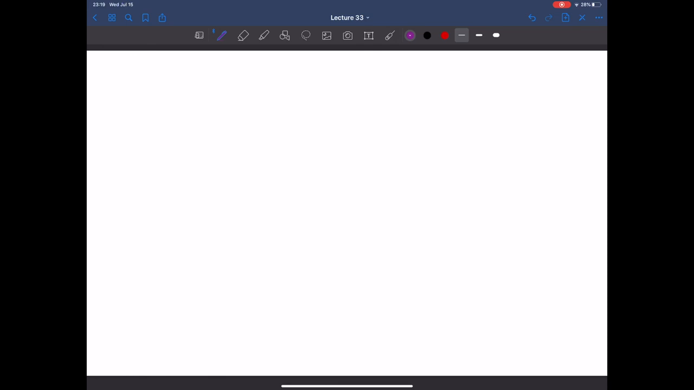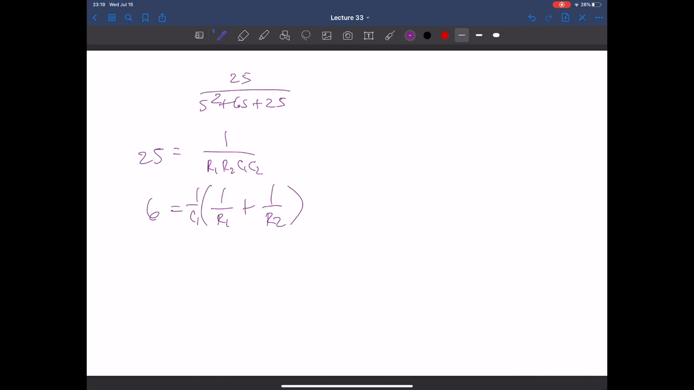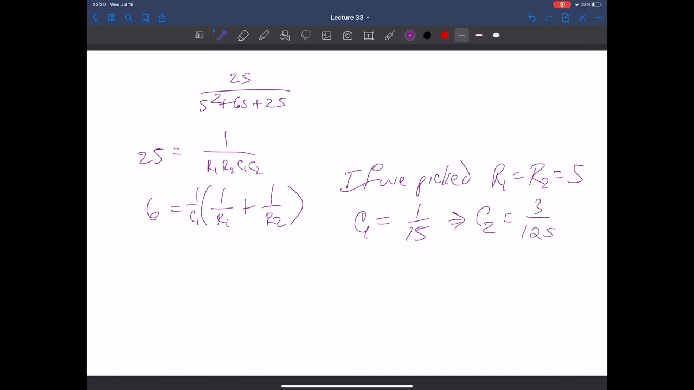We have our Sallen-Key filter. What we end up with for this is the following. We have S squared plus 6S plus 25 underneath 25 here. We know that 25 is equal to 1 over R1 R2 C1 C2. And we also know that 6 is equal to that middle term, which is 1 over C1 times R1 R2, 1 over R1 plus 1 over R2. There are a lot of possibilities here. The book notes that if we picked R1 equals R2 equals, say, 5, then C1 is equal to 1 over 15, and C2 would be equal to 3 over 125, both in farads.